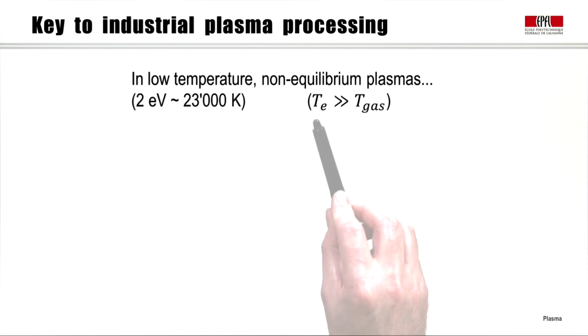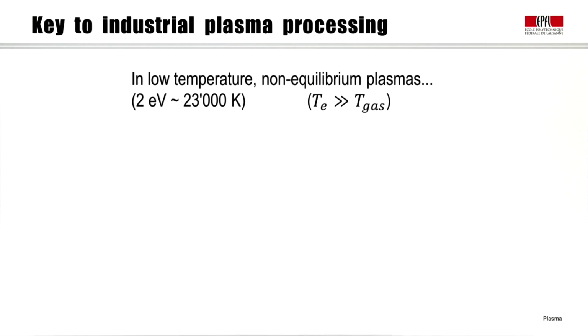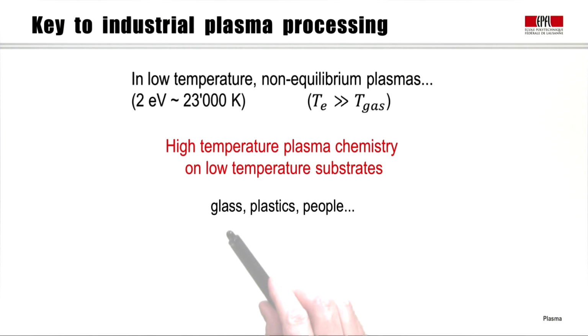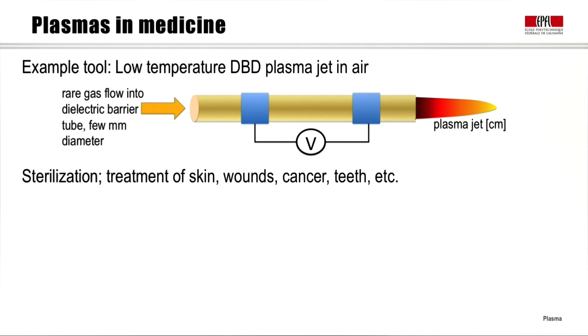Non-equilibrium plasmas means the electron temperature is much higher than the gas temperature. And the key to industrial plasma processing is that we can do high temperature plasma chemistry on low temperature substrates. When I say low temperature substrates, this can mean, for example, glass, plastics, or even people. Let's look at one example of an application in medicine.